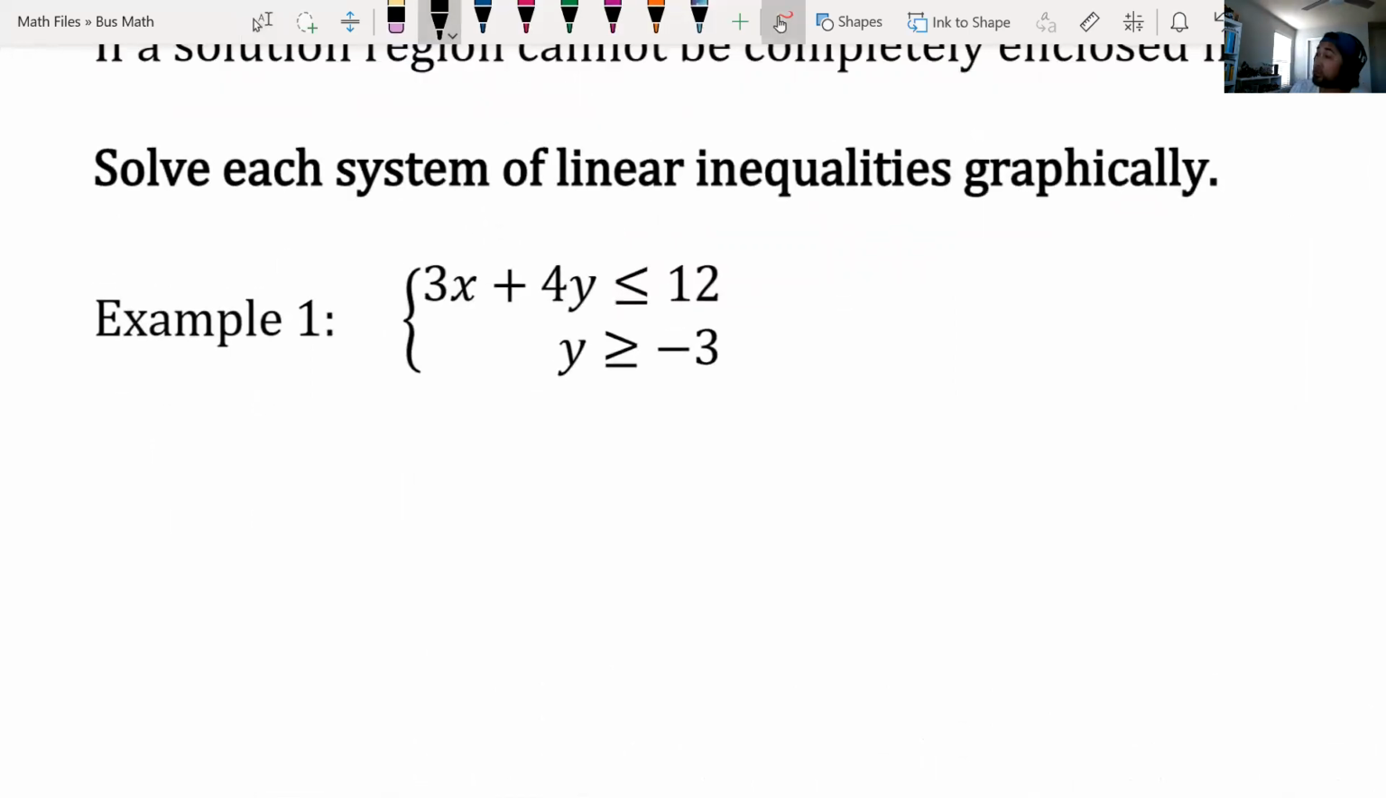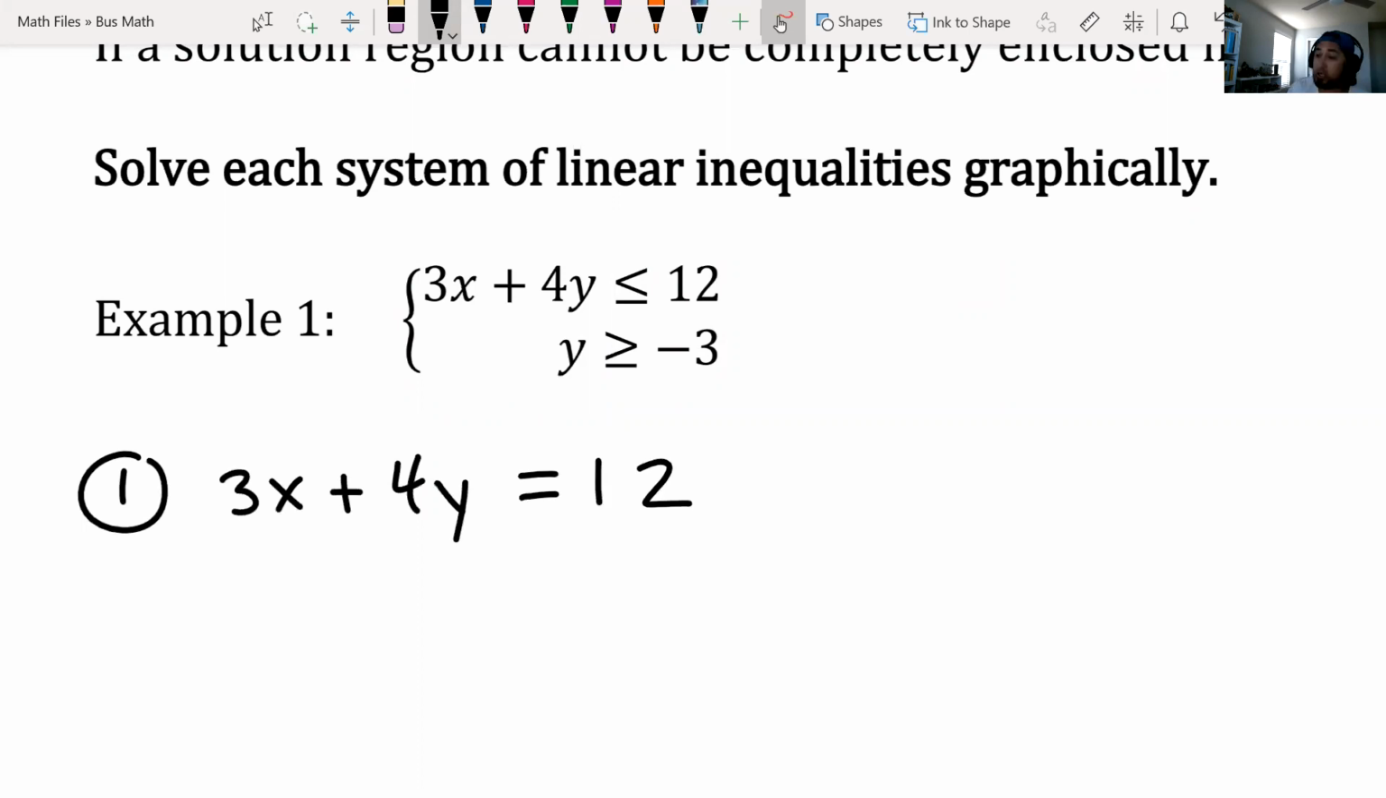So I'll pull the first equation out, and make it 3x plus 4y equal to 12. And just like before, solve for your x-intercept and y-intercept. This method couldn't be any more repetitive.